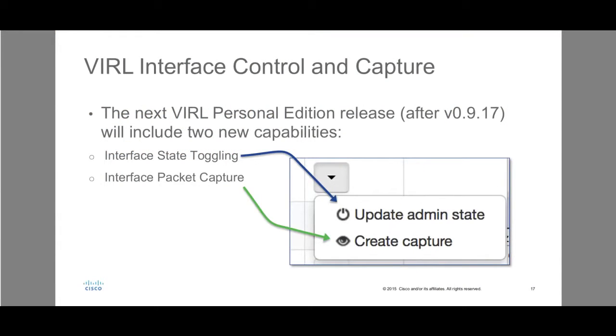This is interface control and packet capture capabilities. You'll find these when you look in your user workspace manager, and when you have a running simulation, you'll be able to see these new capabilities when you look at the interfaces that are listed for a simulation, and I'll show you that in a moment.